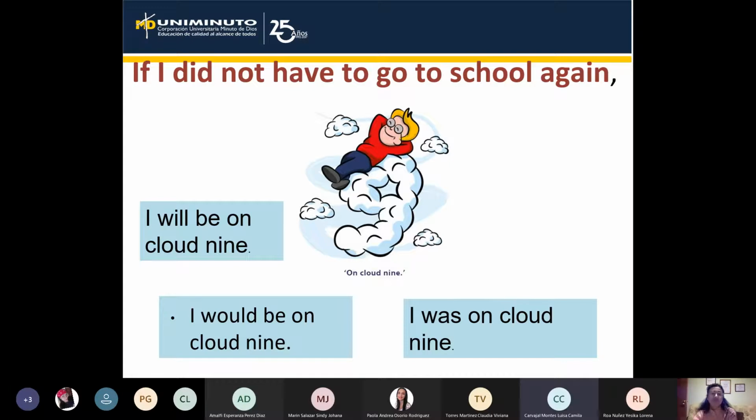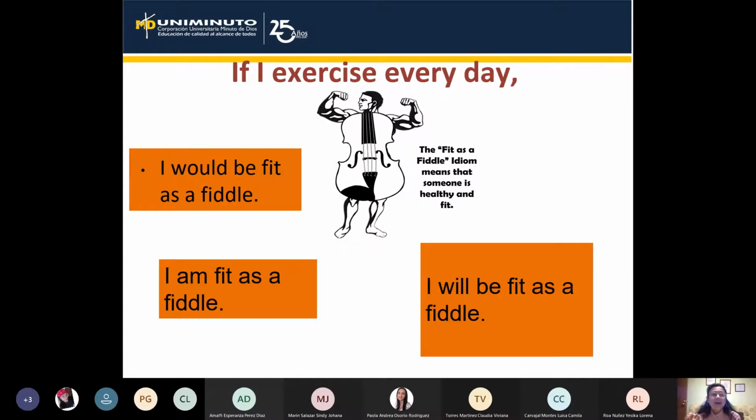Very good. Entonces, the second conditional is with the modal. Will? Past? No. Would. Very good. The appropriate one is would. I would be on cloud 9. Very good. Next one. If I exercise every day, the sentence is in present or is in past? If I exercise every day.